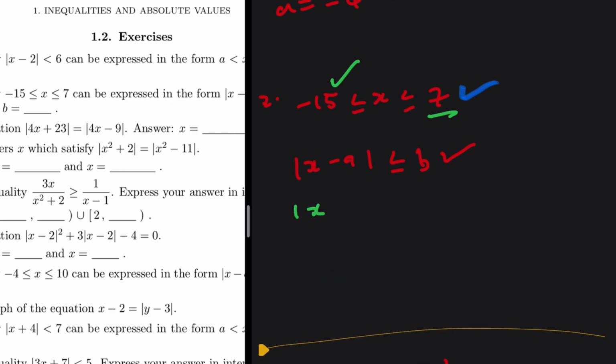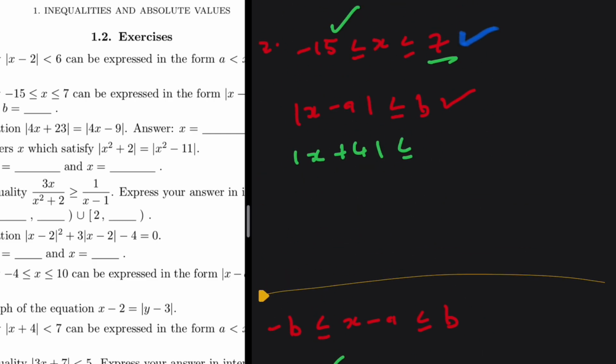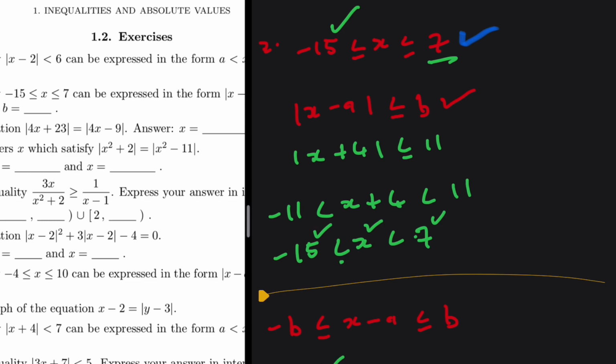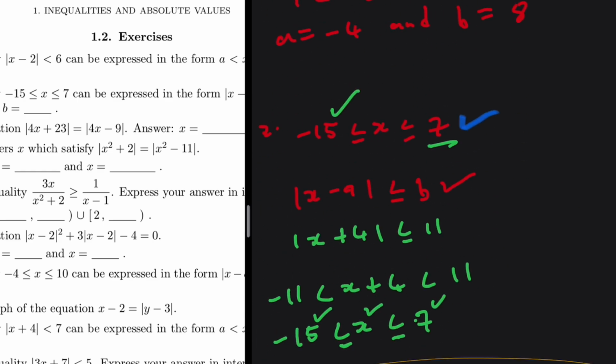So we are saying we have x minus a, and a is minus 4, so it would be plus 4, right? And then b is equal to 11. So let's check and see if it checks out. So we would have minus 11 less or equal to x plus 4, less or equal to 11. We subtract 4 on all sides, we get minus 15 less or equal to x, and then 11 minus 4, that is 7. So minus 15 less or equal to x less or equal to 7 checks out. We have less or equal to here, by the way, not just the inequality, but greater or equal to, I mean. So there we go.